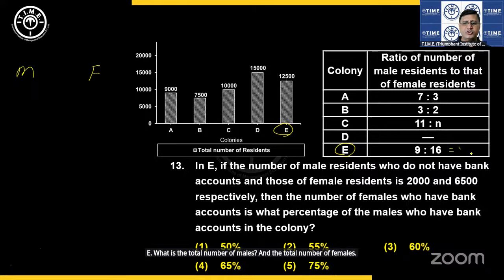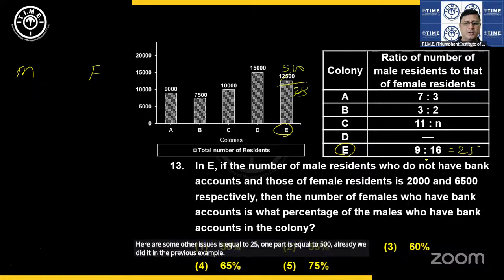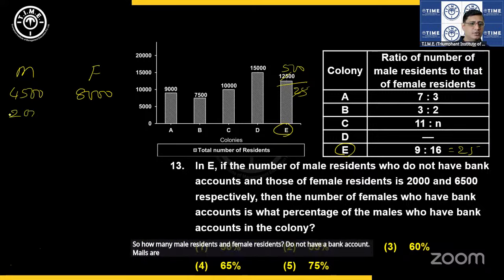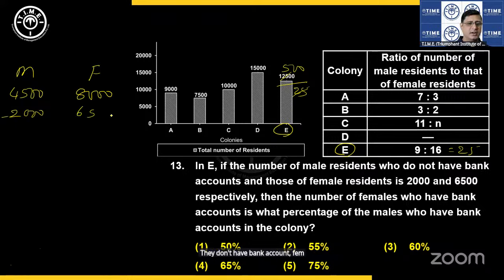Here, the sum of the ratios is equal to 25. One part is equal to 500. Already we did this in the previous example. So 9 into 500, that is 4,500 males, 8,000 females. So how many male residents and female residents do not have a bank account? Males are 2,000. They don't have a bank account. Females 6,500 don't have a bank account.